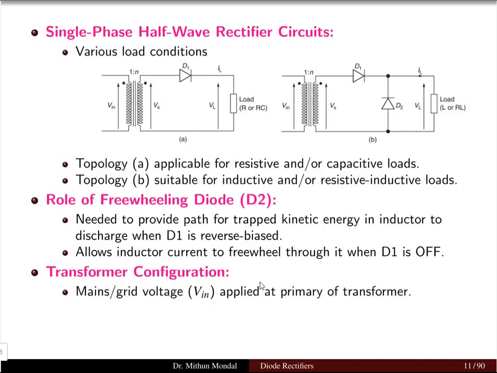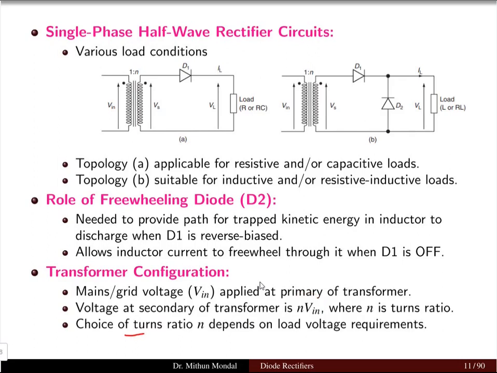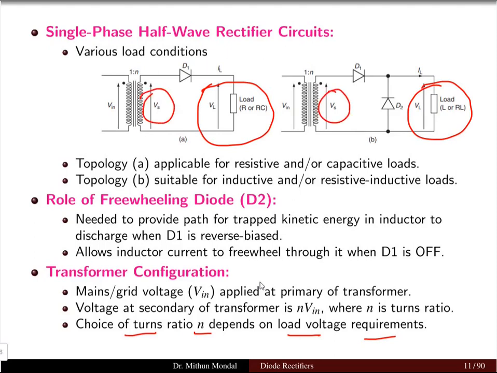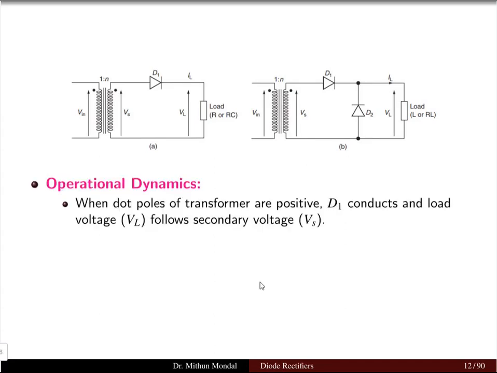The transformer configuration is connected between the mains or the grid voltage. Vin is applied at the primary of the transformer. Here we have the primary voltage, and the secondary voltage of the transformer is N times Vin, where N is the transformation ratio. The choice of the turns ratio N depends upon the load voltage requirement. So how much voltage we require at the load end will decide how much secondary voltage we can have at the transformer secondary. So the transformation ratio N will be appropriately adjusted. Now for these two topologies, A and B, let us see the operational dynamics.